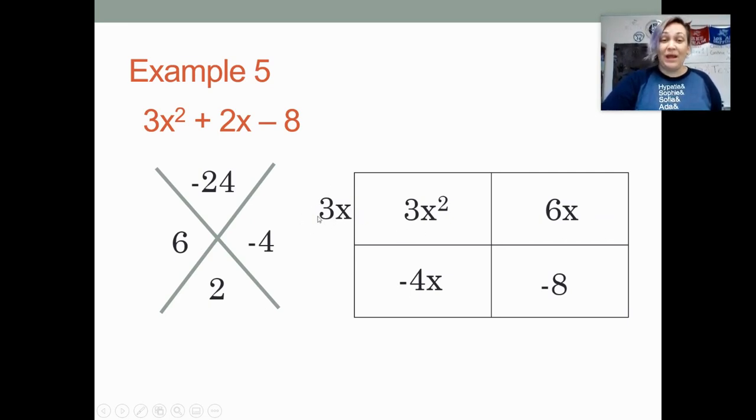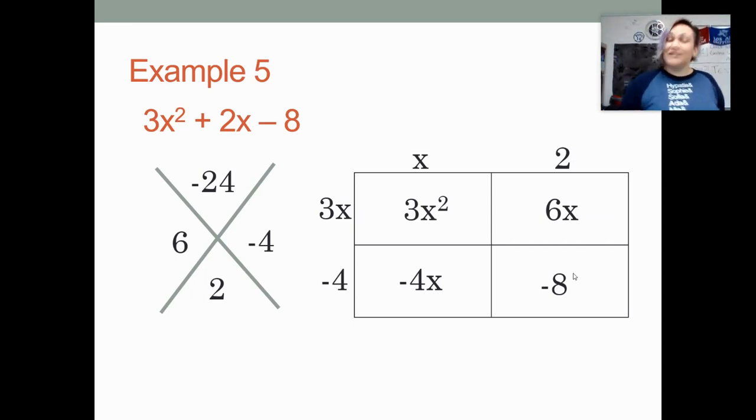Next, 3x times x is 3x squared. 3x times 2 is 6x. X times -4 is -4x. And then we double check. -4 times 2 is -8. So we did good.